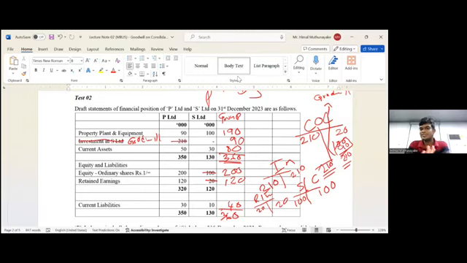So before that, any concerns about the goodwill and the bargain purchase which we have discussed? Yes, any questions? All clear? All clear. Very good. Okay.